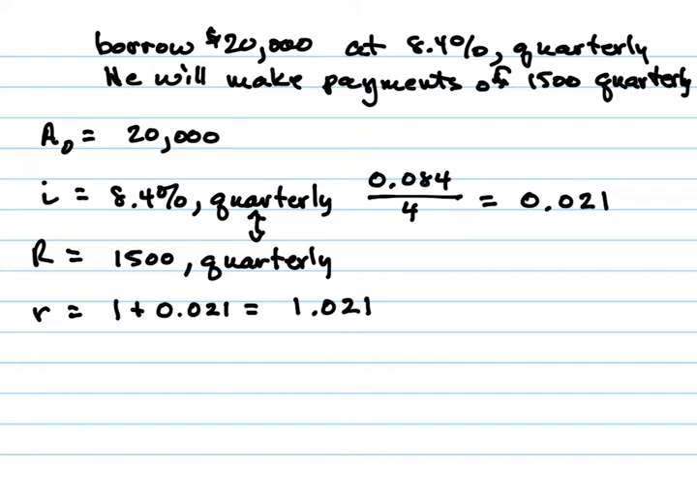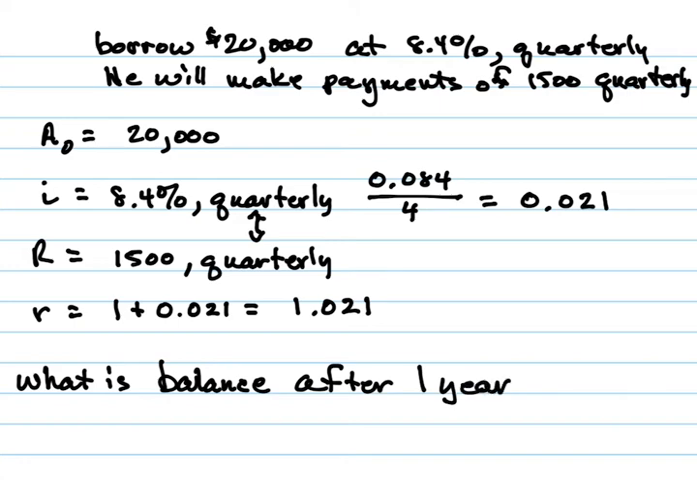Now, our first question is going to just ask, what is the balance after 1 year? So, this loan is being compounded quarterly. So there are 4 quarters in a year. So 1 year equals 4 quarters. Therefore, we're going to have to find this up until A sub 4.